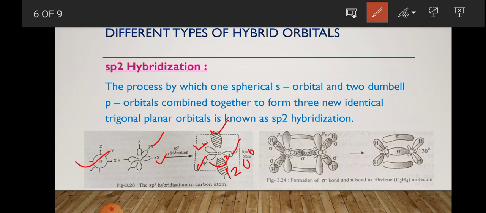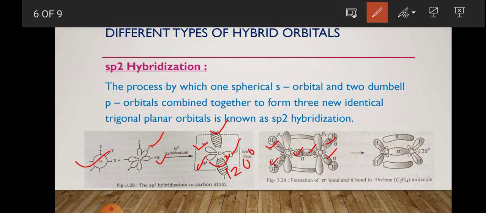In case of ethene, sp2 hybridization of carbon occurs. Each carbon contains three sp2 orbitals. Look here, each carbon contains three, 1, 2, 3, and this carbon also contains 1, 2, 3 sp2 hybrid orbitals. One sp2 orbital of each carbon atom overlaps head to head and forms a sigma bond.